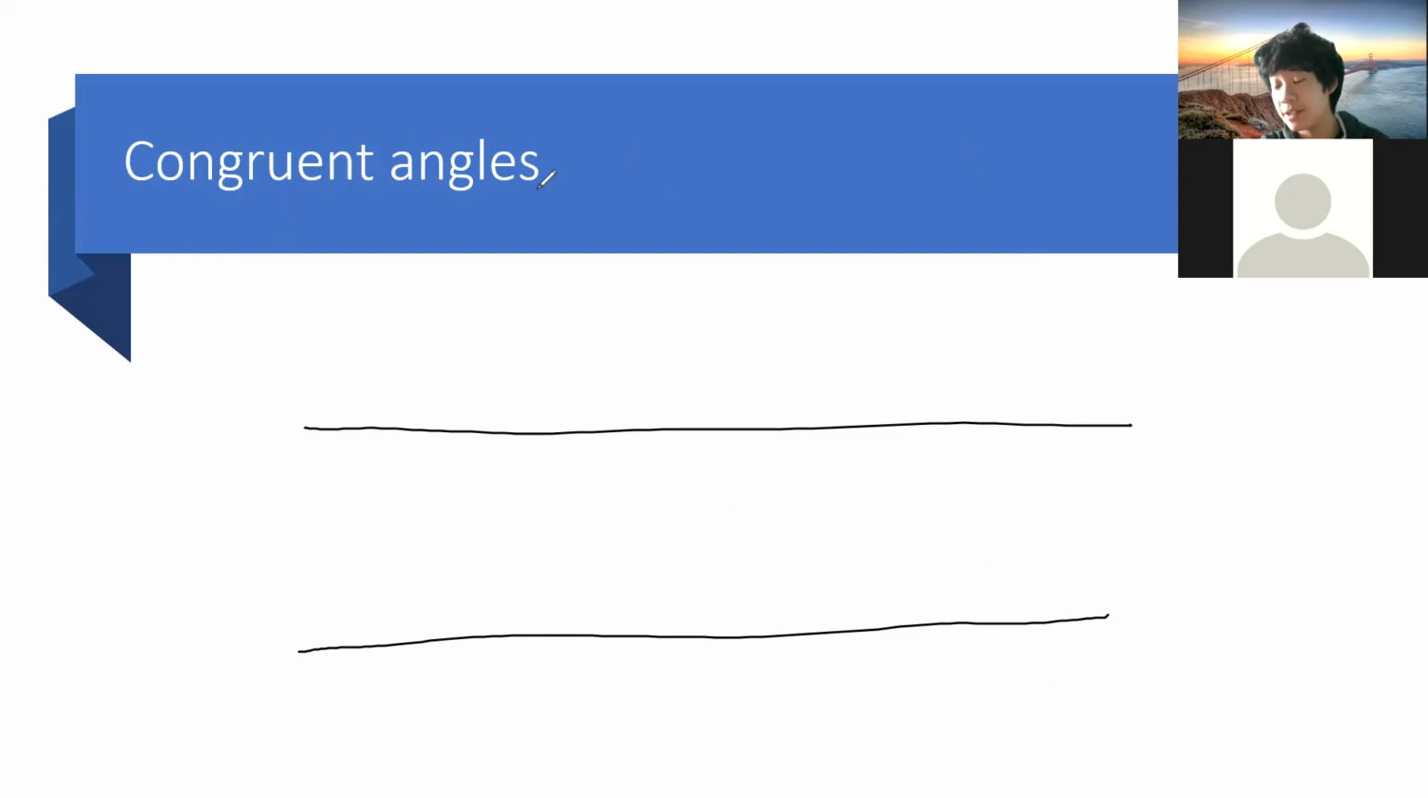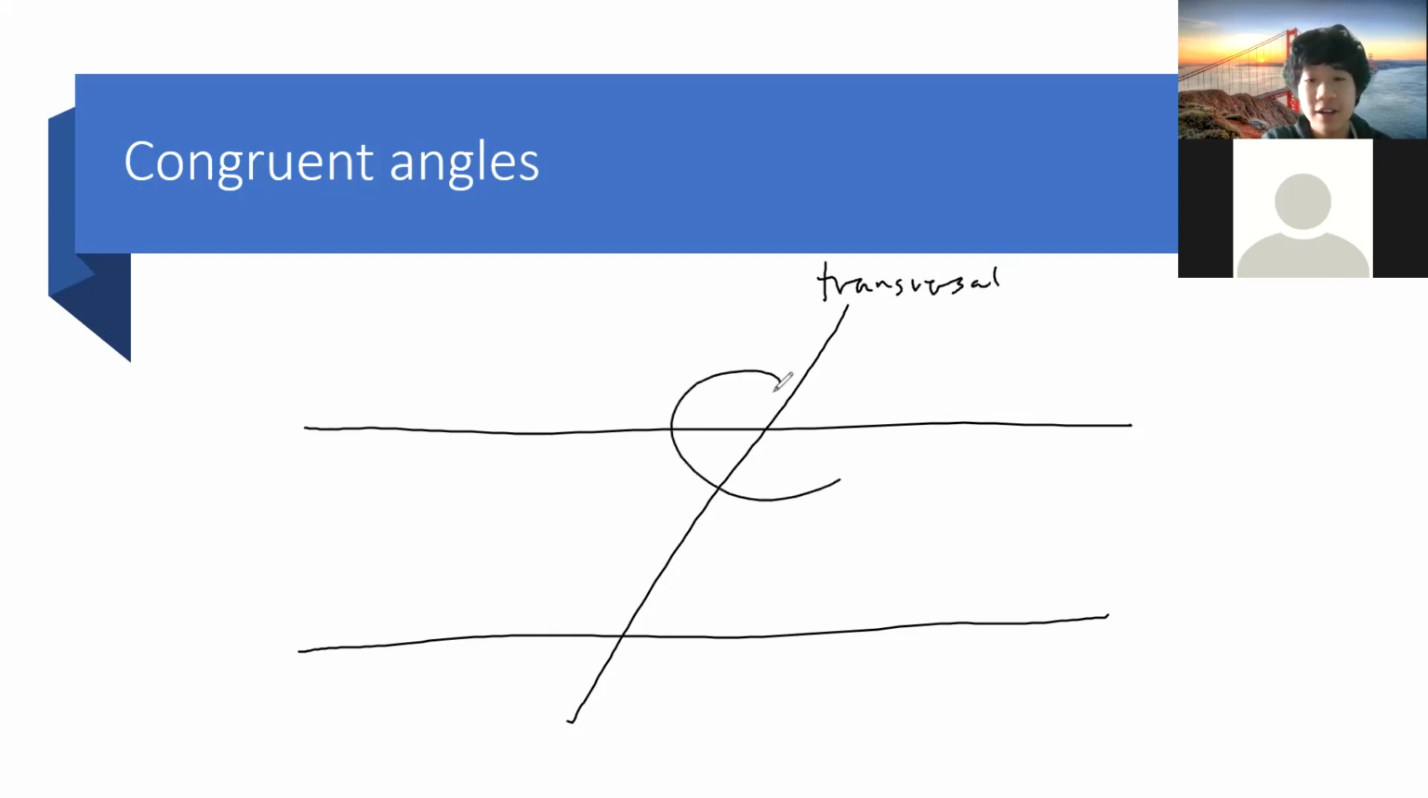Well, obviously these two lines aren't making any angles, right? No matter how far we stretch, they're not going to make any angles. So if we draw a line that crosses through them, this is called a transversal. As we can see here, we've got some vertical angles here and some vertical angles here. So let's first label the angles. This is A, B, C, D, E, F, G, H.